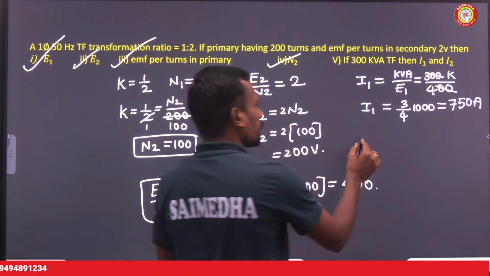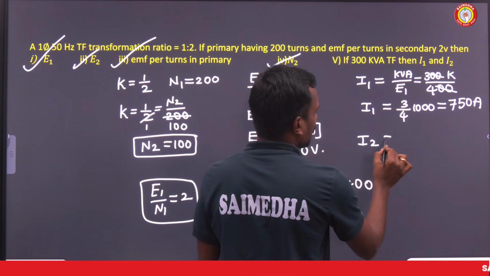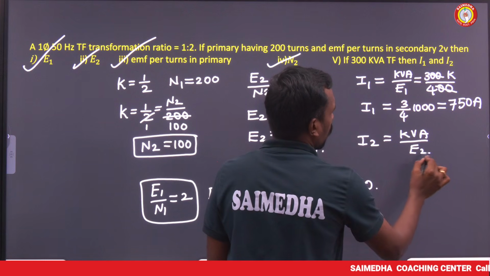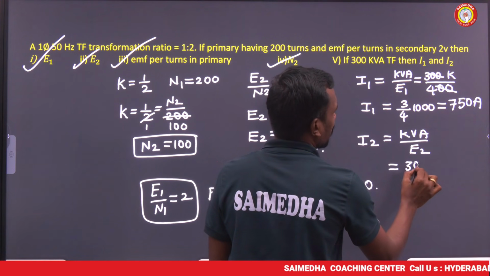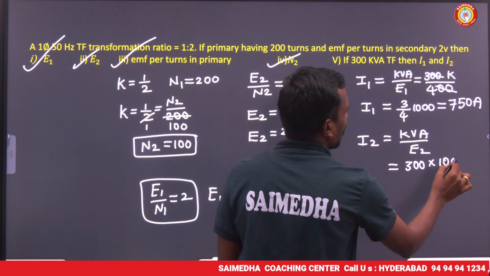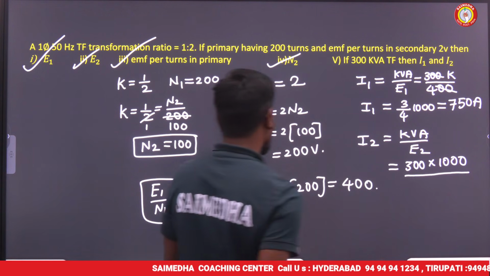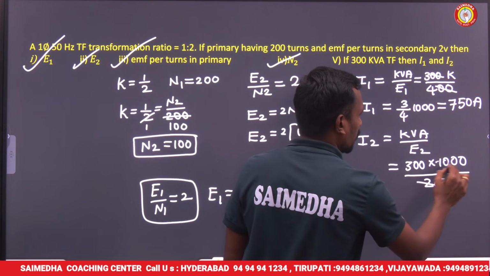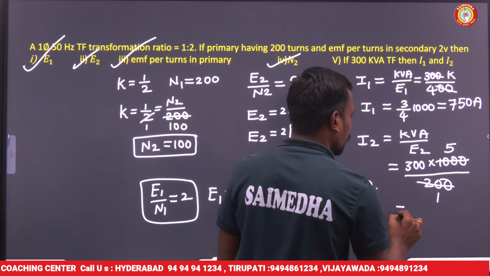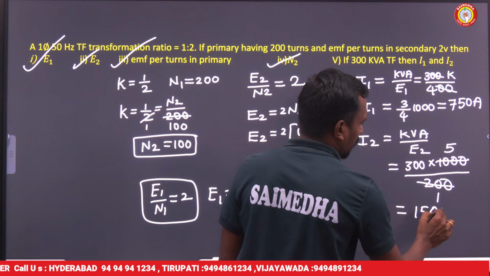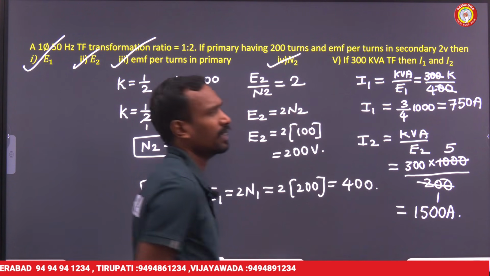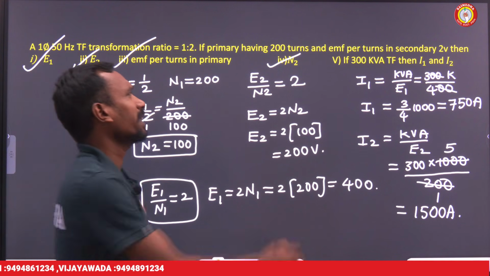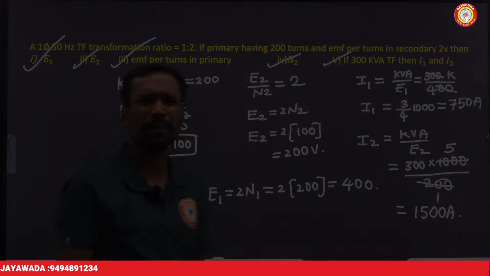What is I2? I2 also as usual, sir, kVA by E2. What is kVA? 300 kilo by E2. What is E2, sir? E2 is 200. 200 ones, 200 5s are. So I2 equals 1500 amperes. Like that you can get answers for this series of questions. Simple questions only, sir.